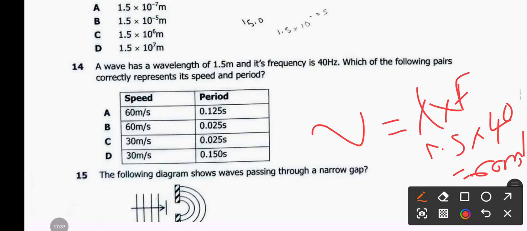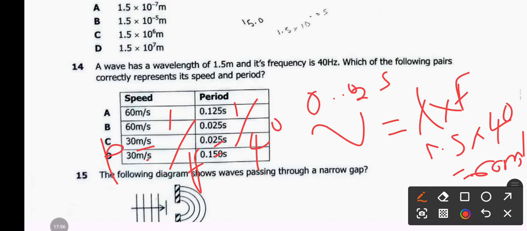Right, so we can shortlist the answer to be either A or B. Then the period is given by period is equal to the inverse of the frequency. So the frequency is 40, so an inverse of 40 will give you 0.025, right? And that corresponds to option B.